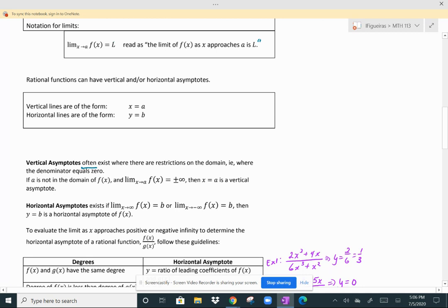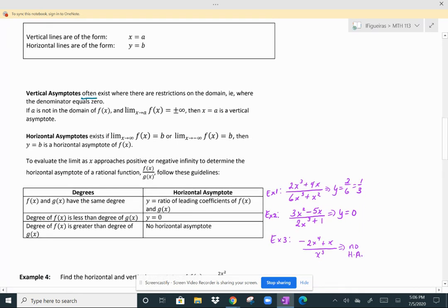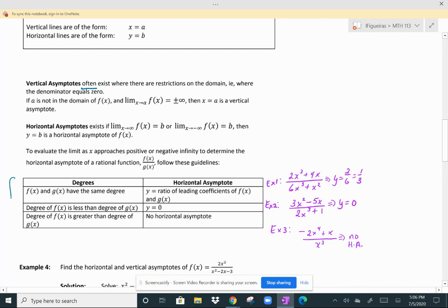To evaluate the limit as x approaches positive or negative infinity, we determine the horizontal asymptotes of a rational function by following this table right here. And this is just a quick way to identify horizontal asymptotes. So f of x and g of x is your rational function, where f of x is the numerator and g of x is the denominator.